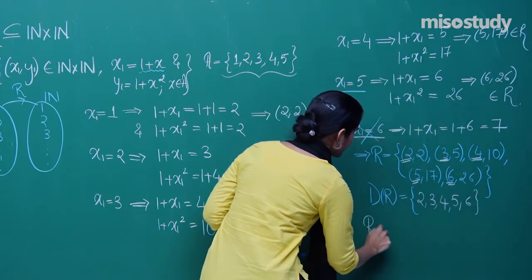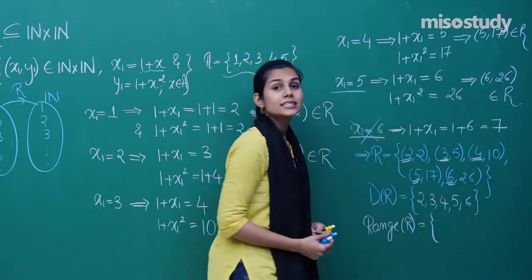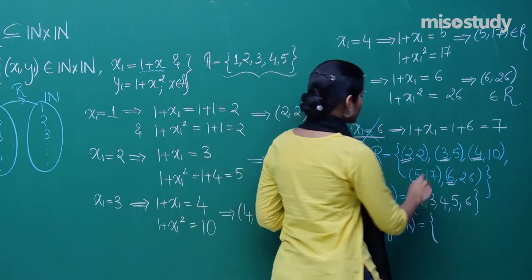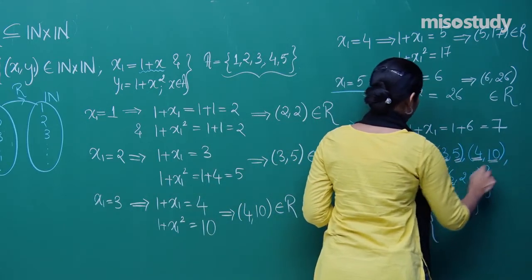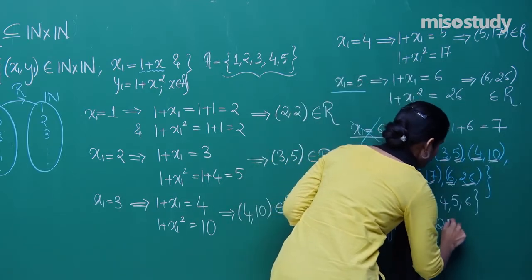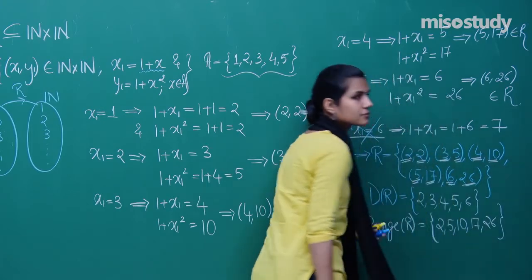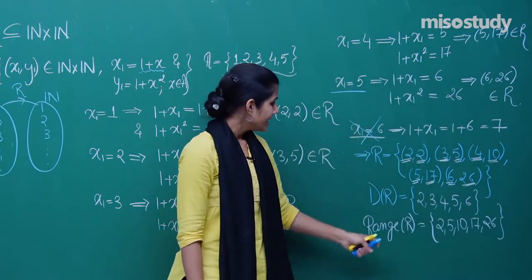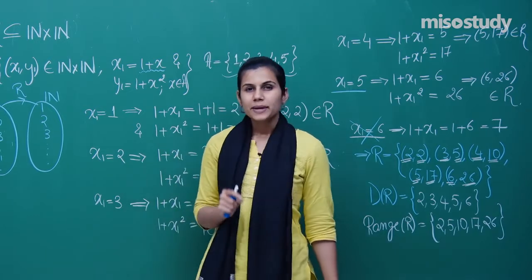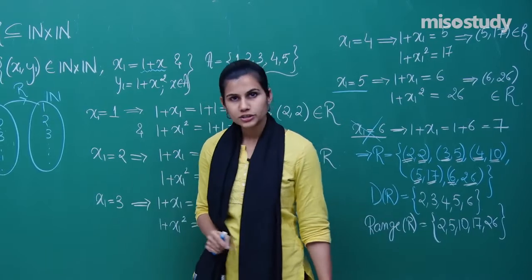And the range of the same relation R, if I wish to find, happens to be the set of all the second components sitting in the ordered pairs, which are 2, 5, 10, 17 and 26. This is what it turns out to be. Now is the time to go and verify whether the options satisfy these solutions or not.